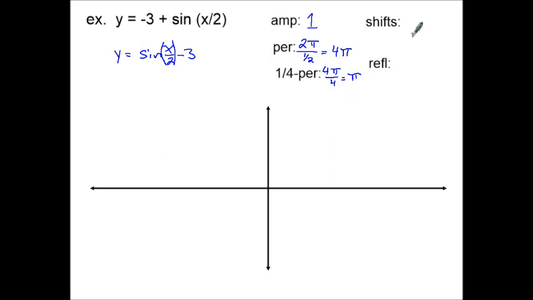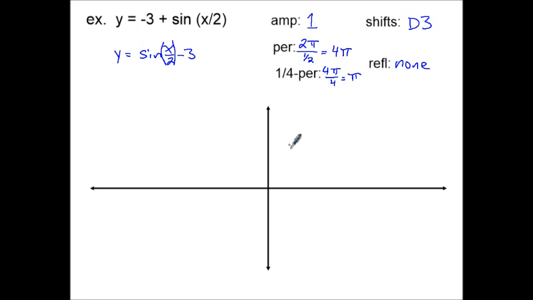Okay, shifts. Again, I don't have any horizontal shifts because there's no adding and subtracting inside the parentheses here, but I do have a vertical shift. So my vertical shift is down 3, and then finally reflections. I don't have any negative signs in the appropriate place to cause reflections, so that's none. Alright, now let's start putting stuff on the graph.